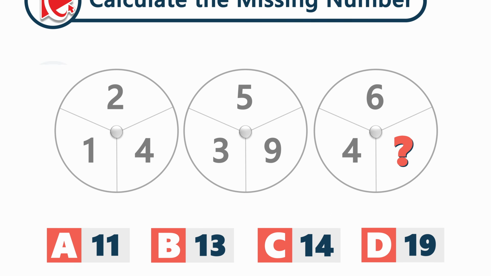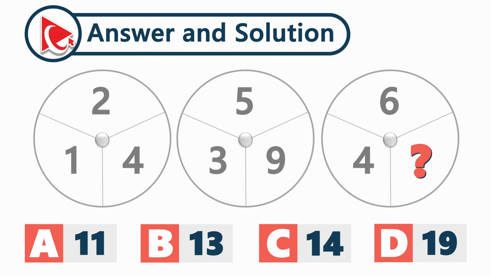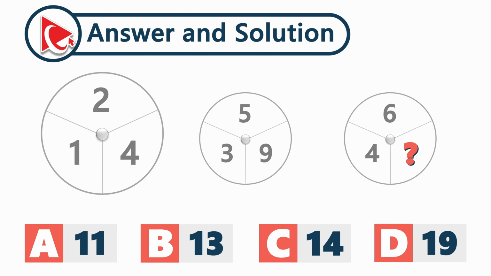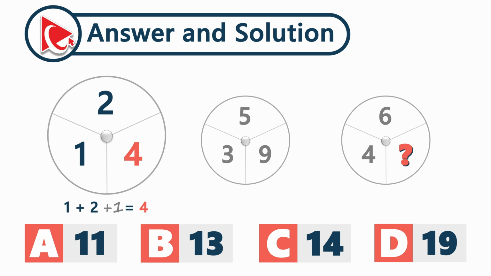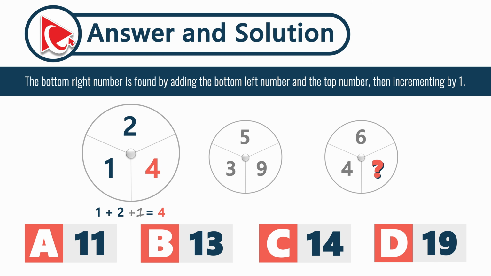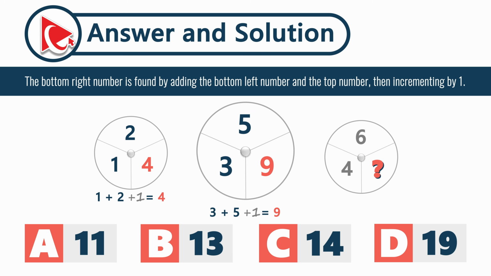The solution here is rather simple, but very few people can see it right away. Let's look at the first circle. The calculations here are 1 plus 2 plus 1 equals 4. In fact, the bottom right number is found by adding the bottom left number and the top number and then incrementing by 1. Second circle number is calculated as 3 plus 5 plus 1 and equals 9.